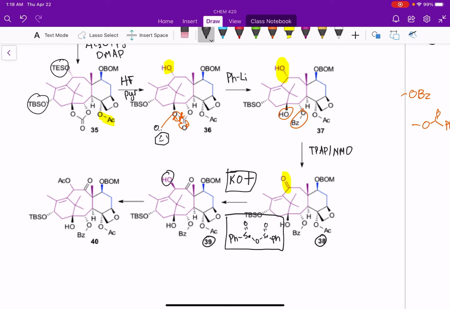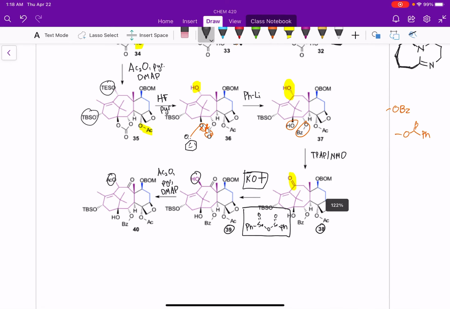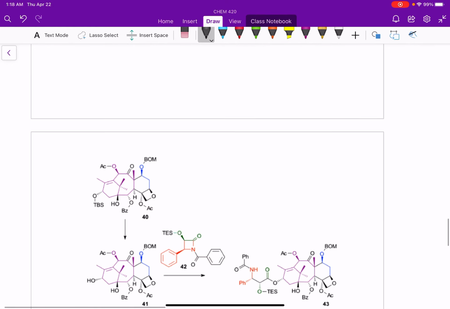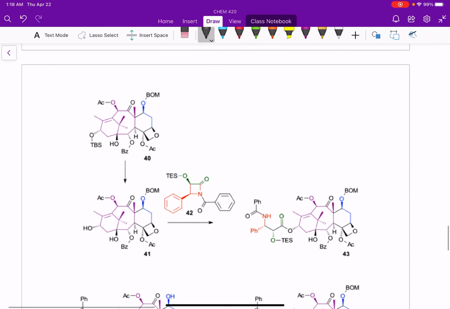Right, we've got that free secondary alcohol. Again, we need to protect that as an acetate: acetic anhydride, pyridine, and DMAP. Again, very simple to protect that alcohol to give us compound 40. Okay, almost done here. Pretty straightforward.